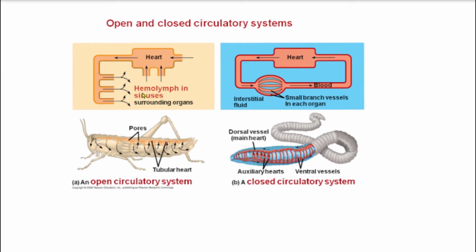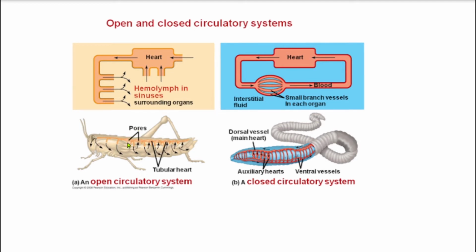And I have used a word hemolymph. Hemo for blood, lymph for lymphatic fluid. So this is the collection of blood and lymph, because there are no separate vessels for the flow of blood and for the flow of lymph. So this hemolymph is collectively drained into the heart through the various pores.